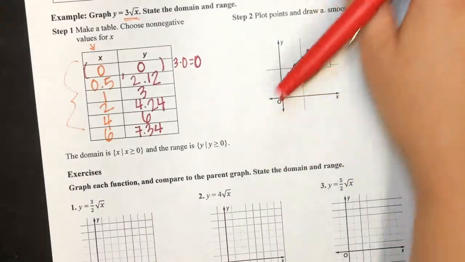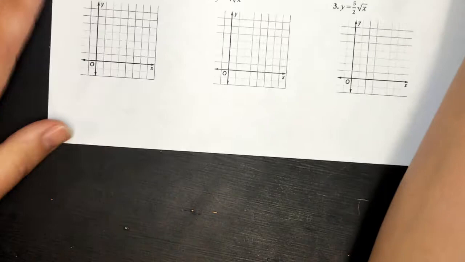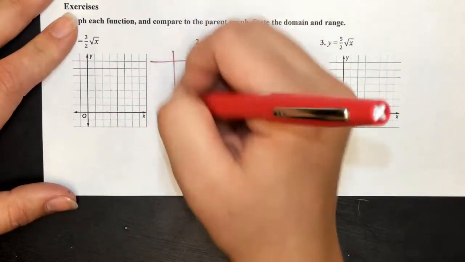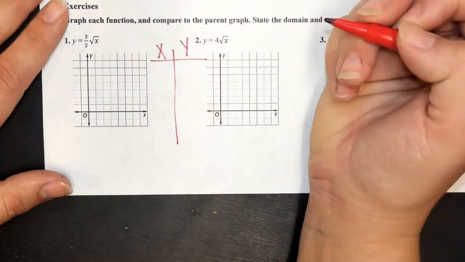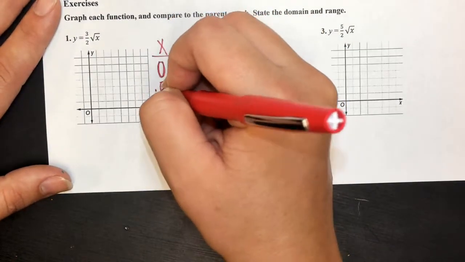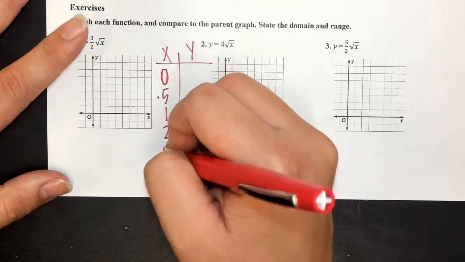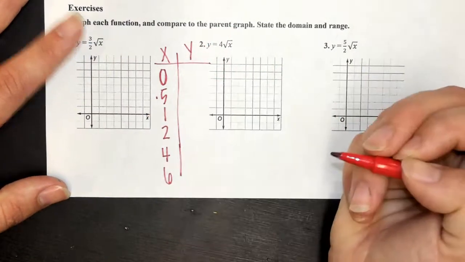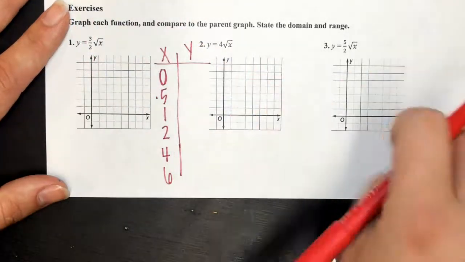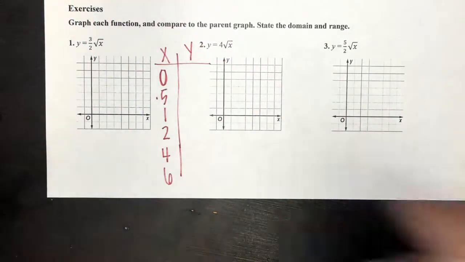So what I need you to do right now is try all 3 of these. You need to set up your table, and for each one of them, I want you to use 0, 0.5, 1, 2, 4, and 6. Once you have the y's, plug them in and graph it for all 3 of those.